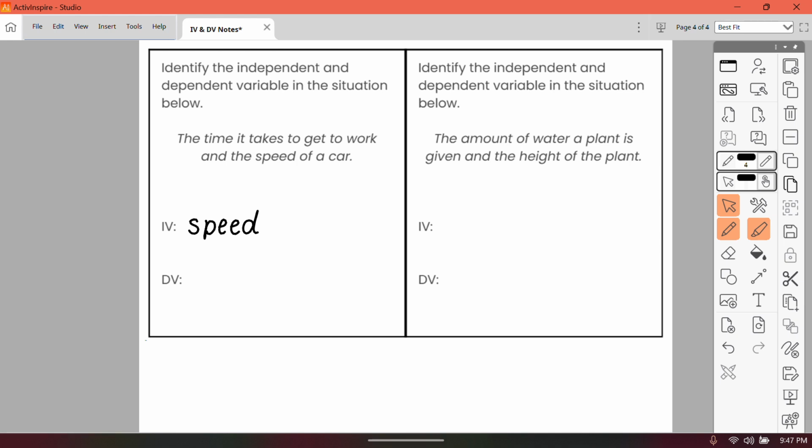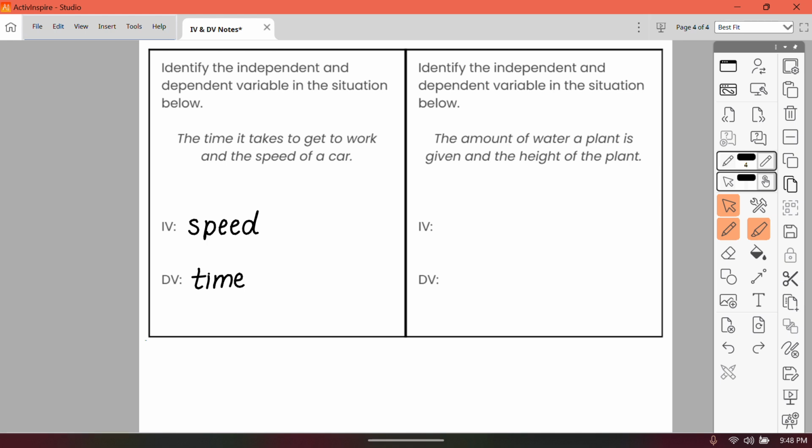And then what's the thing that I'm measuring? I'm measuring the time it takes to get to work. So the thing I'm manipulating is my speed, and the thing that I'm measuring is the time. So speed is independent, time is dependent. And if I read this to myself, if time is dependent, let's see if that makes sense. The time it takes me to get to work depends on the speed of the car. Yeah, that makes sense. So I did this correctly.